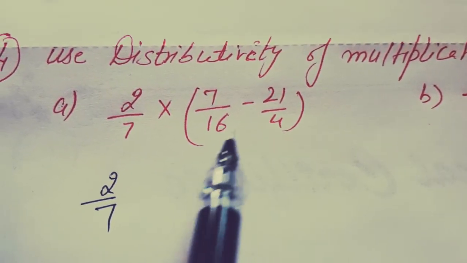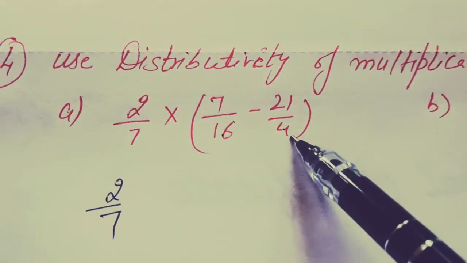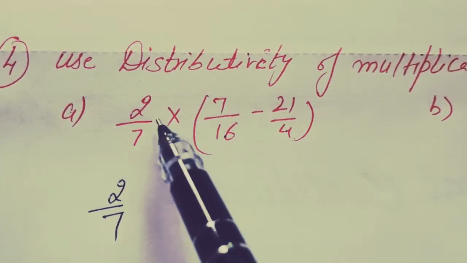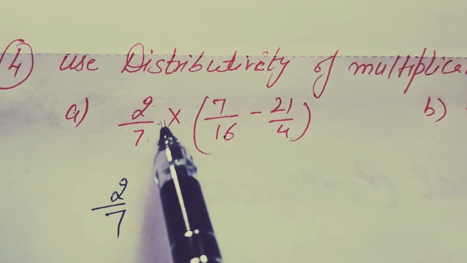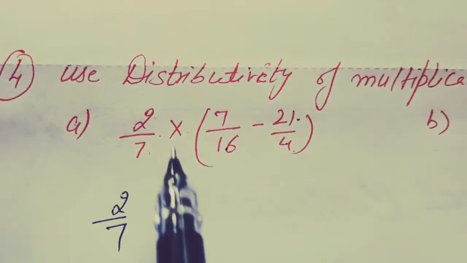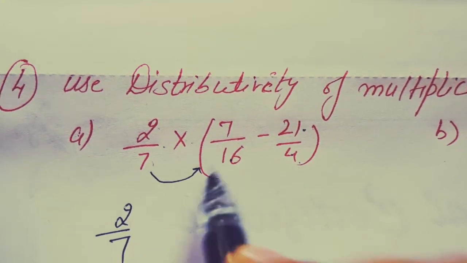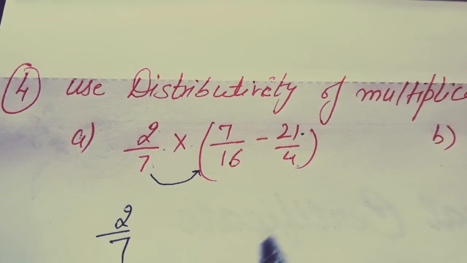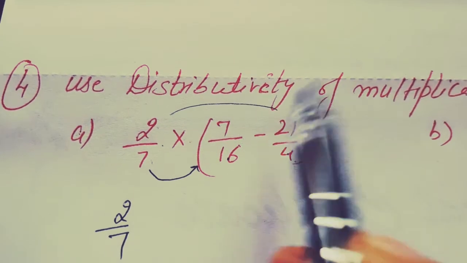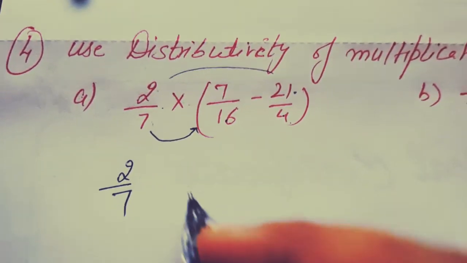This is a two-way question. You can solve this bracket first, and afterwards multiply the answer with 2 by 7. Or, using distributivity, we will apply the law here. So first of all we will multiply 2 by 7 with 7 by 16, and afterwards we will multiply 2 by 7 with 21 by 4.